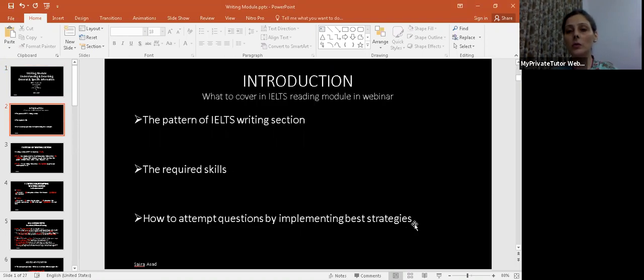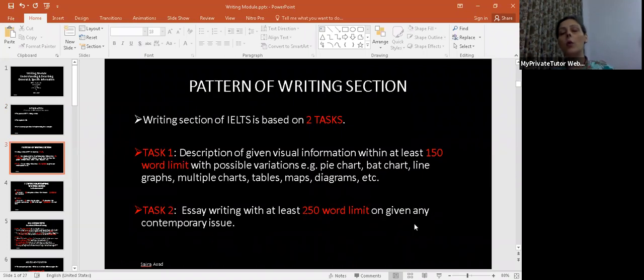What we are going to learn from this session is the pattern of the IELTS writing section, the required skills, and the strategies which are going to be applied for attempting the questions. You should know what the pattern of the writing section is going to be, because when you have a clear idea of what you are going to do over there, you are going to manage your time very well.